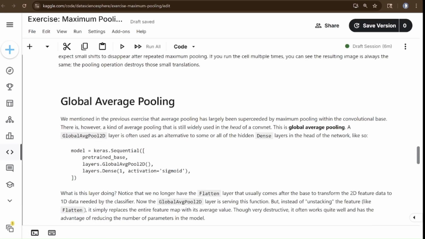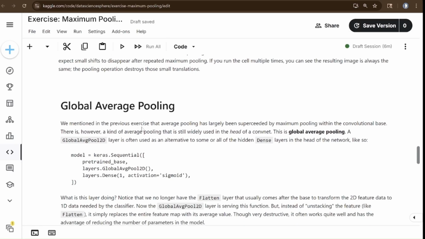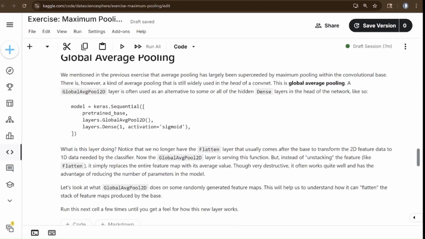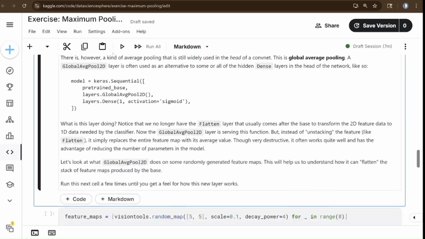Okay, now the next topic is global average pooling. We mentioned in the previous exercise that average pooling has largely been superseded by maximum pooling. This is however a kind of average pooling that is still widely used in the head of the convnet, that is global average pooling. Global average pooling is often used as an alternative to some or all of the hidden dense layers in the head of the network. And for that you just have to use GlobalAveragePool2D. Now see, just the same, you have to write layers dot this one. Okay. Now what is this layer doing?